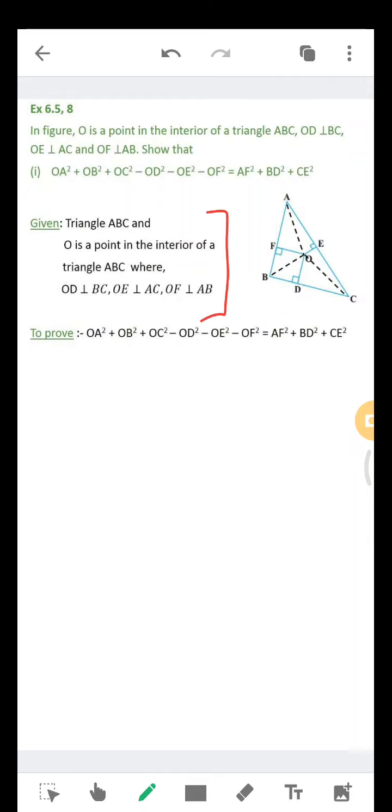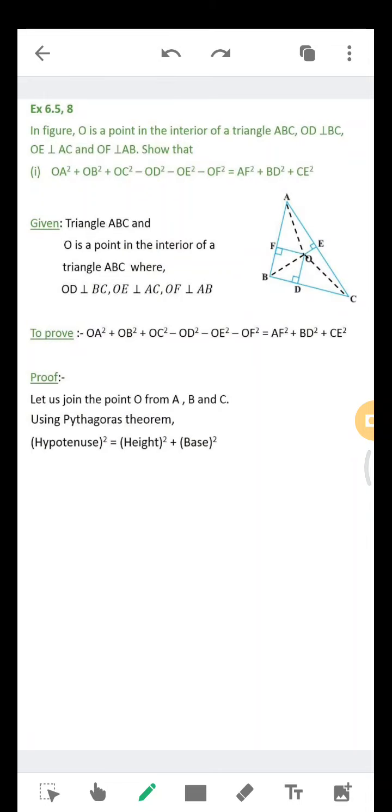So I have taken what's given in the question. I have written it here. You can have a look. Then RTP is also taken here, whatever is required to prove. Now how to prove it? So let's proceed with that. So I'll take the triangles. First we'll join point O to A, B and C using Pythagoras theorem. We'll use Pythagoras theorem here, that is hypotenuse square is equal to height square plus base square.